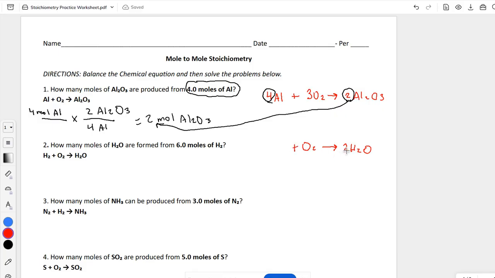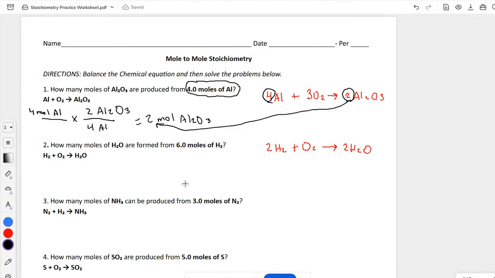But now I got 4 hydrogens over here, only 2 on the left, so that's an easy fix. 2H2. So now 4 hydrogens over here. 2 times 2 is 4 hydrogens over here. 2 oxygens, and 2 times 1 is 2 oxygens. So everything is now balanced, and I'll show you how to do it.